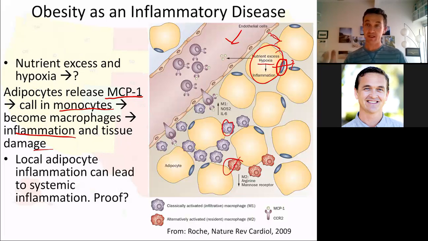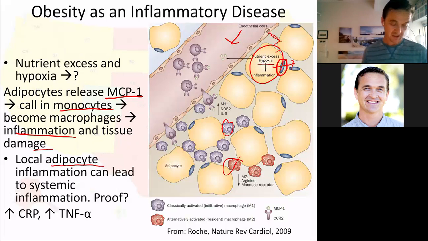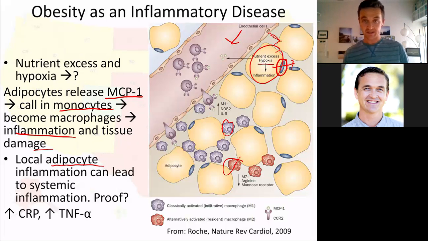Okay, so when we get local inflammation with our fat cells, this can eventually lead to systemic inflammation. And some of the proof for that is that we see that people with obesity tend to have higher levels of CRP, C-reactive protein, which is a marker of inflammation, and they also have higher levels of TNF-alpha, which is another marker of systemic inflammation. So we see that in obese patients.